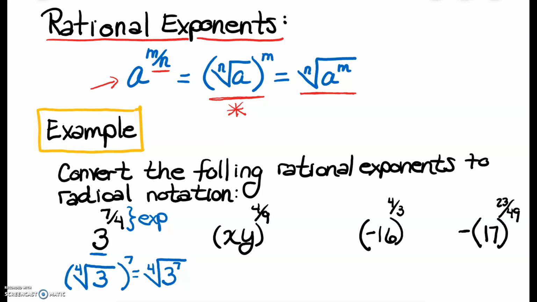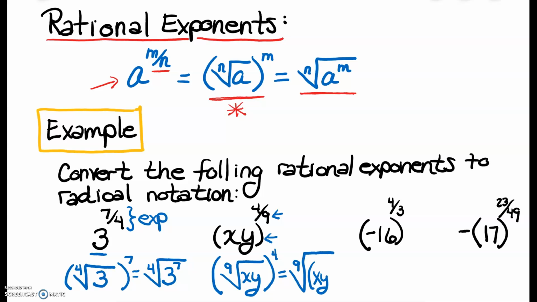The second problem says to take the 9th root. 9 is the denominator. Here's our base. We're going to take the 9th root of our base, which is xy, and we're going to raise that to a power of 4. So when we convert to the next form, we have the 9th root of, we have to put x and y in parentheses and put the 4 on the inside of the radical.